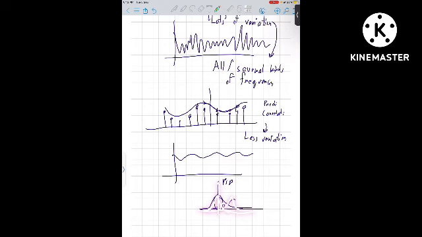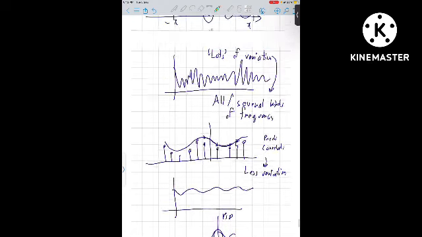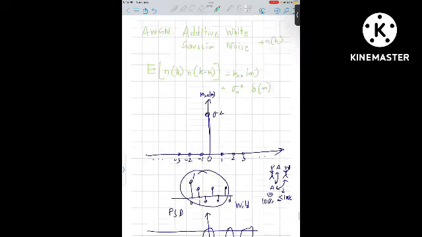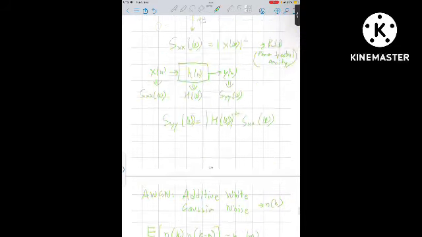I hope this is intuitively clear to all. Was this clear?